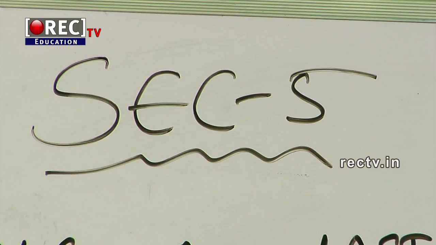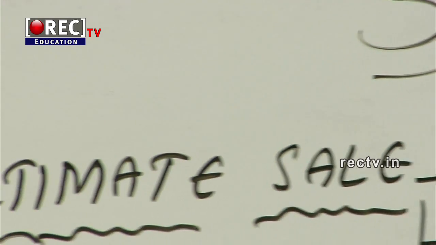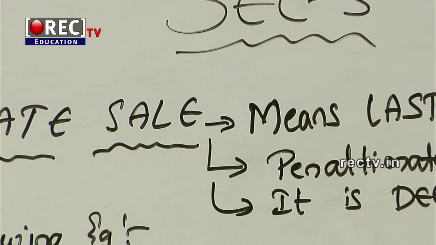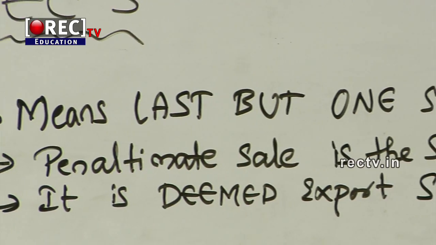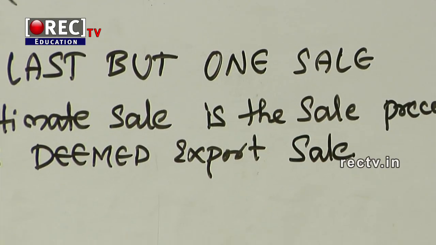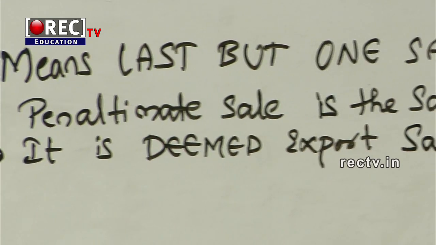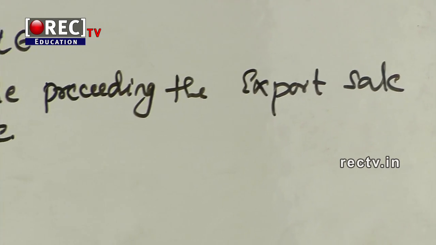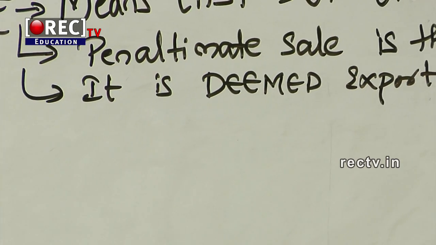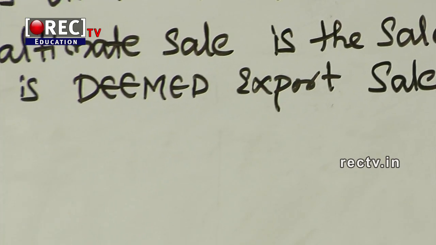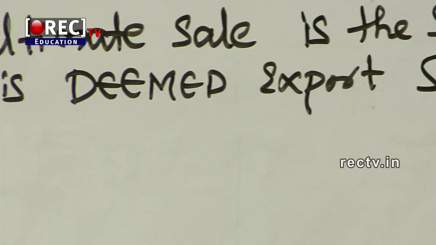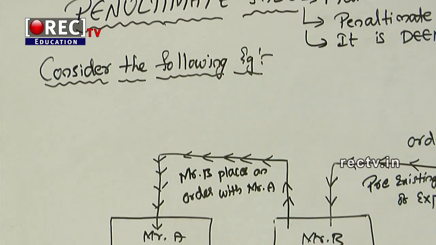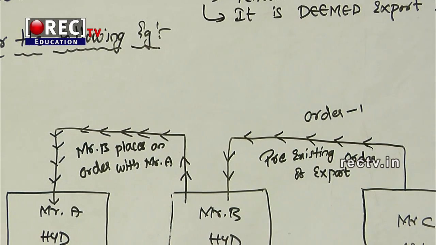Now in section 5, segment 3, that is penultimate sales. Penultimate sales means last but one sale, and penultimate sale is the sale preceding the export sale, and it is also treated as a deemed export. Penultimate is also treated as a deemed export sale. Now let us consider a small diagram so we can understand clearly.